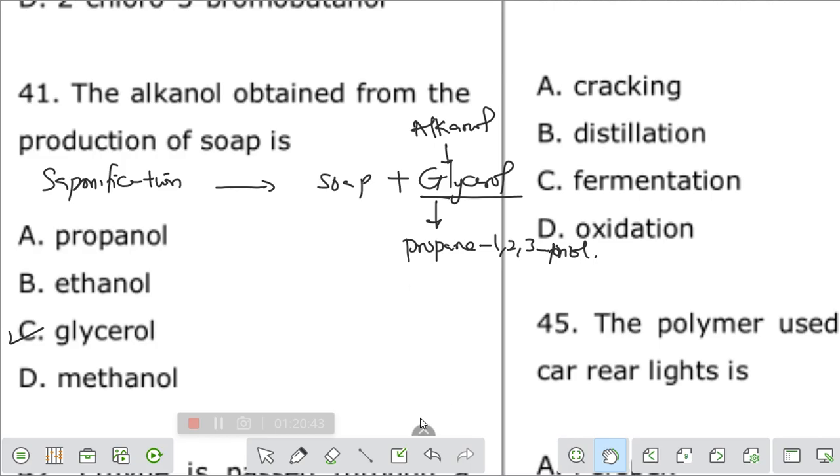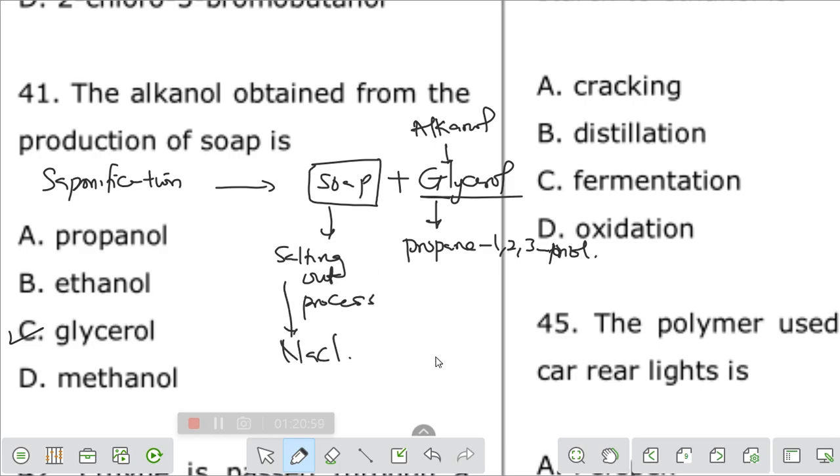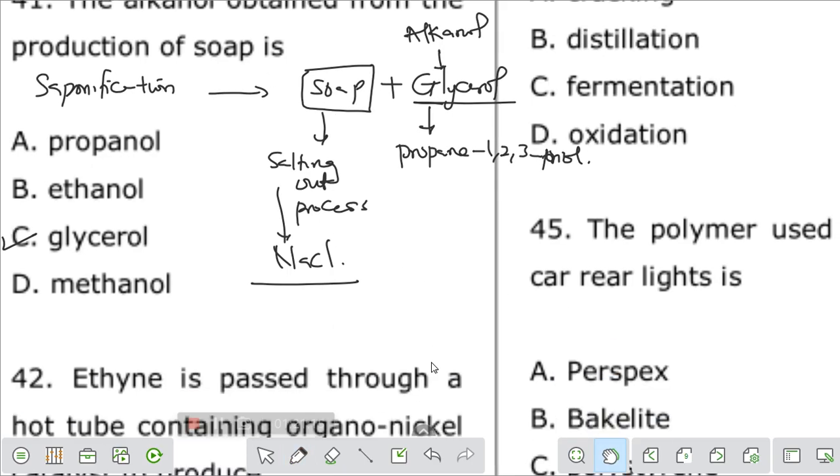They may ask you how you remove soap. There is something we call the salting out process in soap production. Salting out is carried out by sodium chloride, that is, you add salt to it. When you see people making soap and adding salt to the solution, what they want to do is decrease the solubility of the soap, so that the soap will float and they can easily remove it from the mixture.